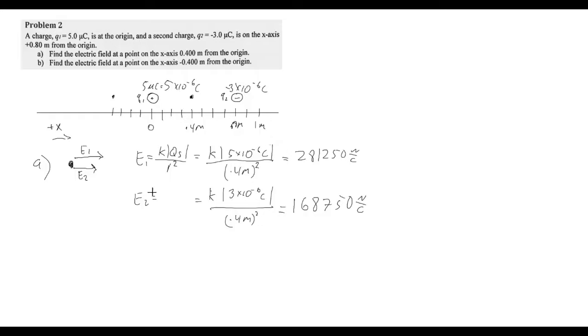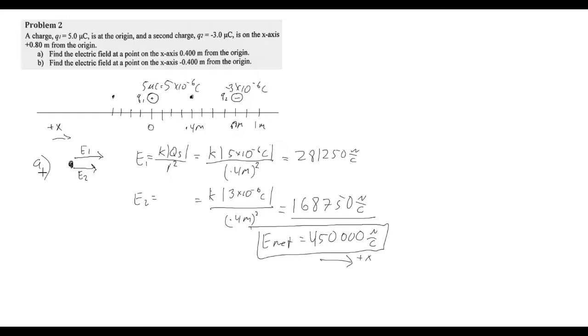So since we are just adding these together, we can simply add these two numbers to get E net, or the net E field, which is equal to the very nice 450,000 newtons per coulomb. So that is the net E field at a point 0.4 meters, a positive 0.4 meters on the x-axis. And this is obviously pointing in the positive x direction.